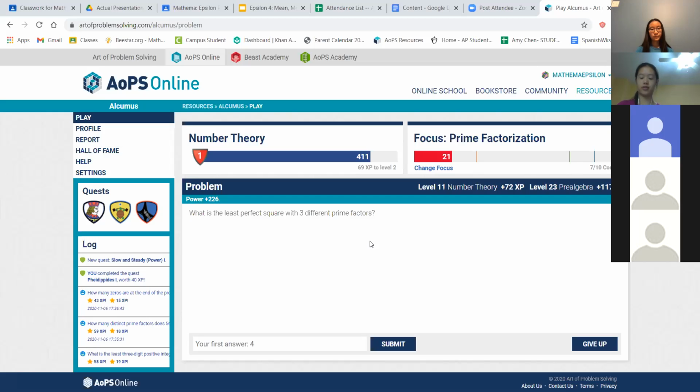And if no one can find it, I can give a hint. So it's asking for the least perfect square. So this means that it has to be a perfect square, right? But it also has to be as small as possible. And it's asking for 3 different prime factors. So you should take the 3 smallest prime factors and then square it to turn it into a perfect square.